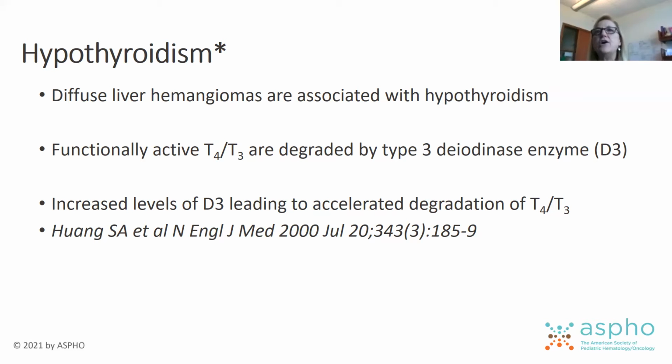So again, just to summarize, diffuse lesions in the liver that have a typical look on MRI and CT scan are usually infantile GLUT1 positive hemangiomas. They can be associated with cutaneous hemangiomas, but sometimes they're not associated with cutaneous hemangiomas. These hemangiomas need to be treated aggressively with propranolol, which we'll talk about, but also remember that they can be associated with hypothyroidism.